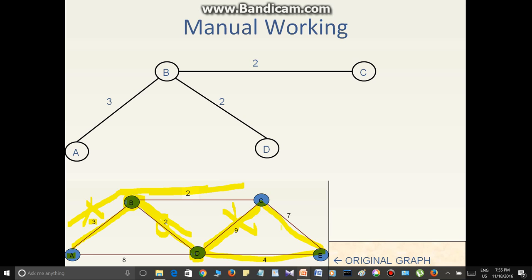So D to E, 4, is what I'm going to take, and here this graph is done, and this is the shortest path. As you can see, each and every node is visited: A, B, C, D, E. Everything is visited guys. So this is how Dijkstra's works.